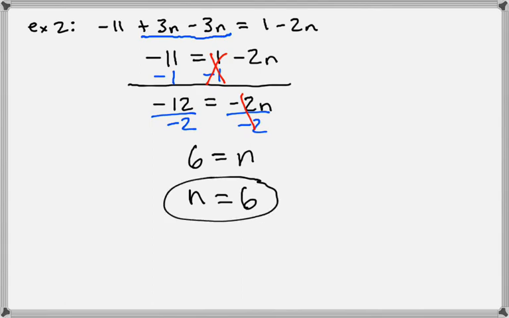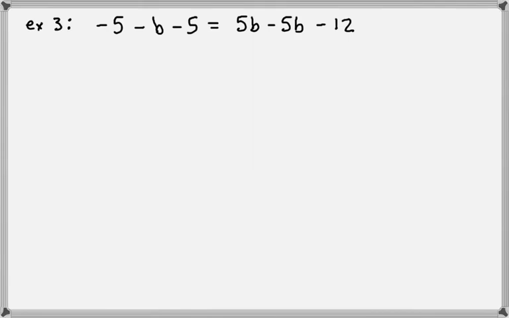Let's look at a third example. Here we have negative 5 minus b minus 5 equals 5b minus 5b minus 12. Look to combine like terms. Here I have a minus 5 and another minus 5, and over on the right side of the equal sign I have a 5b minus 5b. So we can go ahead and combine both of those sets of like terms.